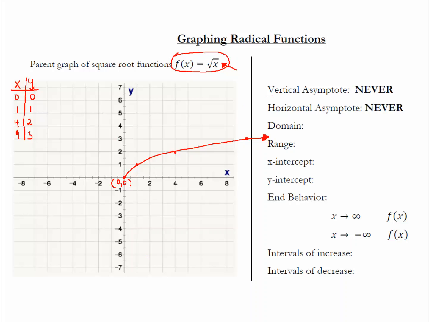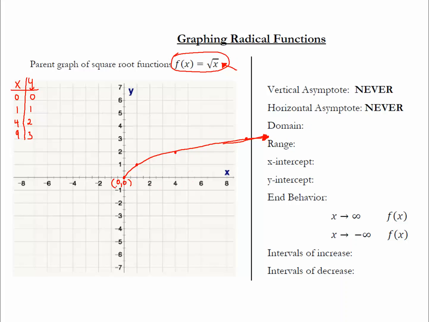And we said that there is no vertical asymptote, and that there is no horizontal asymptote. Even though this may look like it's a horizontal asymptote, this is increasing, right? As x is getting bigger, the function is also getting more positive. So there is no horizontal asymptote. It's constantly going up.